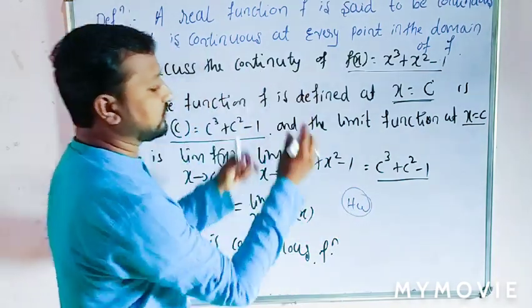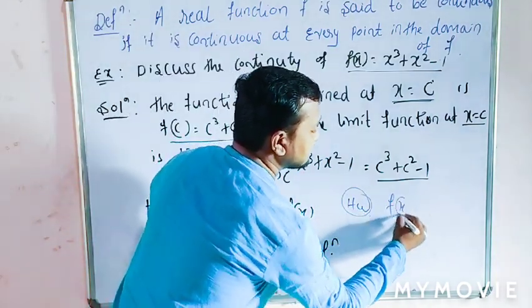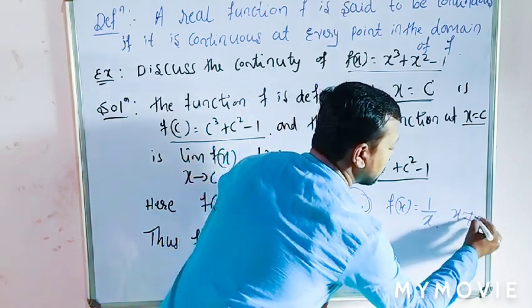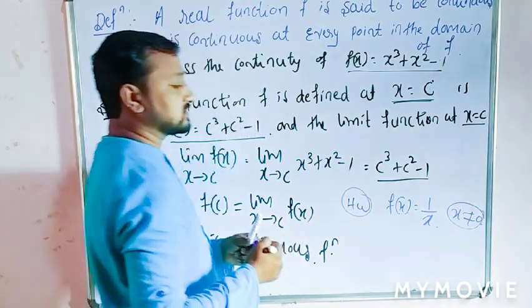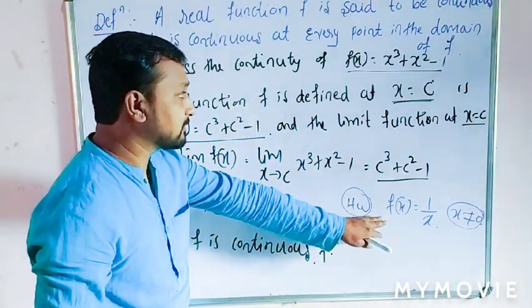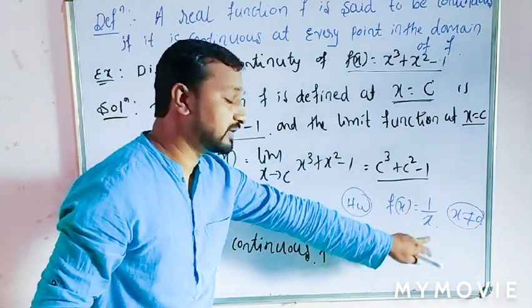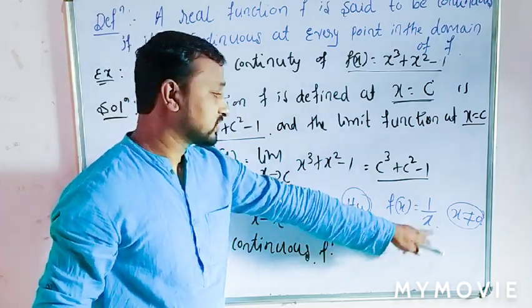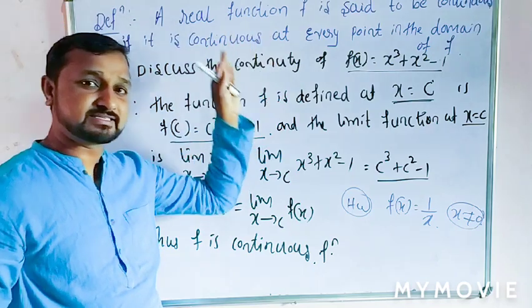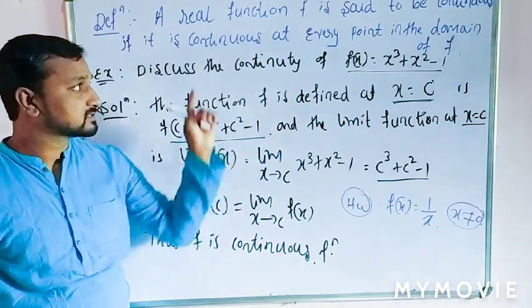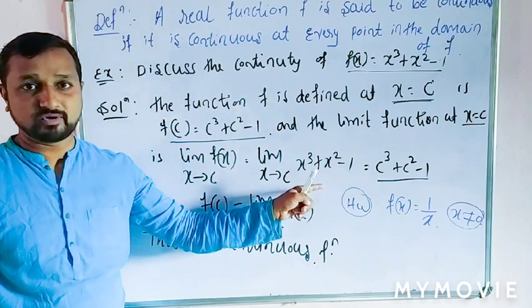And again your work is the same. Discuss the continuity of the function f of x equal to 1 divided by x if x is not equal to 0. Is that clear? So apply the same procedure and solve this example. Here also there is no particular point. So here also we can take a general point c, then solve using this procedure. You will get the answer. Okay, students, so note this down and try it yourself.